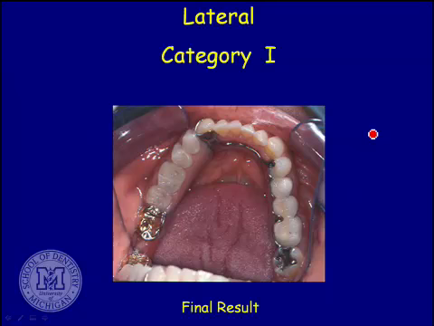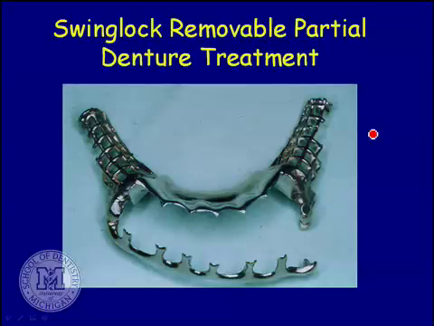Now, Swinglock removable partials. Basically this is what the framework would look like, and there's this gate that fits around on the labial of the teeth with these little eye bars that come up vertically, and these little eye bars will engage the labial surface of the lower remaining teeth.